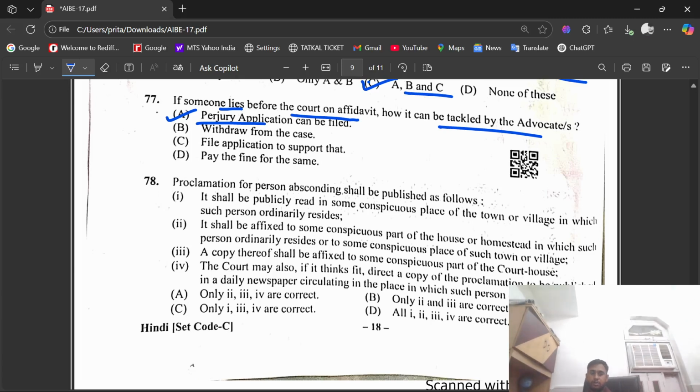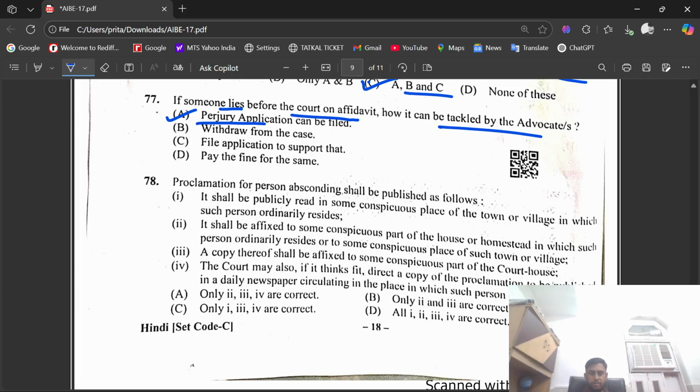Now let's see section 78. Proclamation for person absconding shall be published as follows. The first one is, it shall be publicly read in some conspicuous place of the town or village in which such person ordinarily resides.